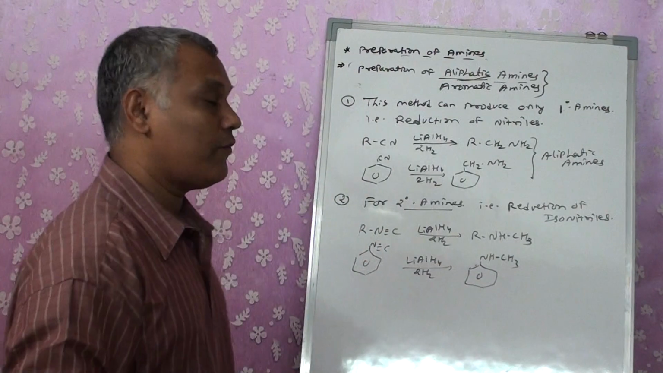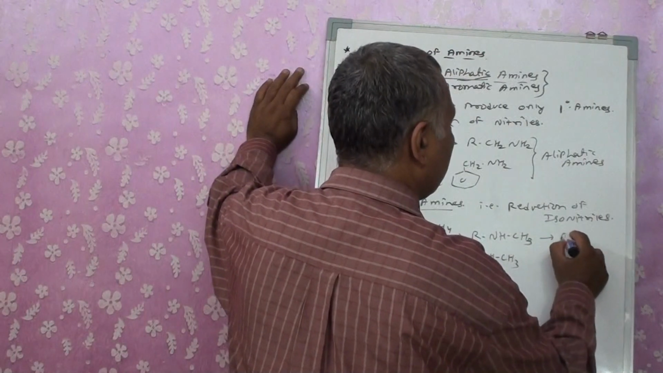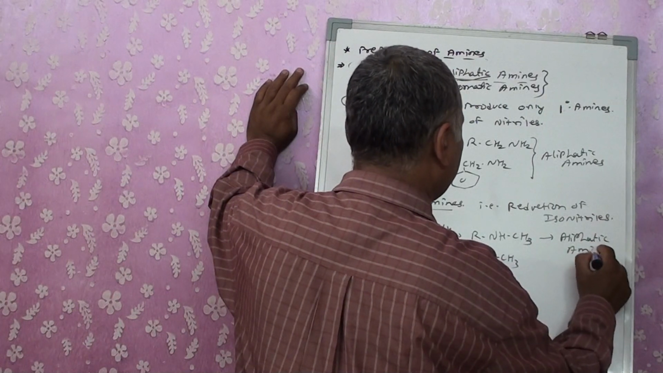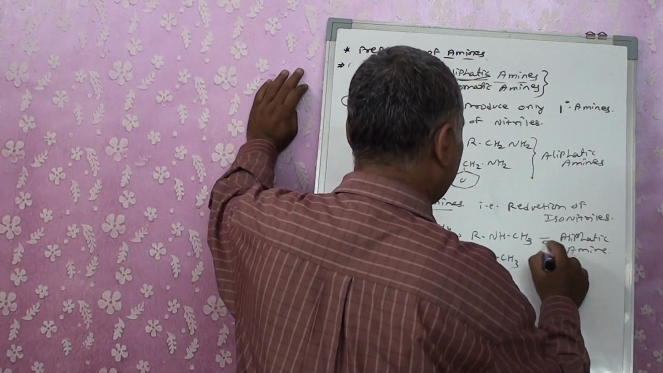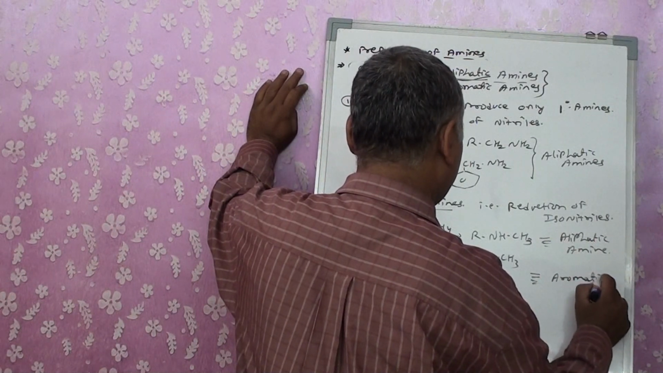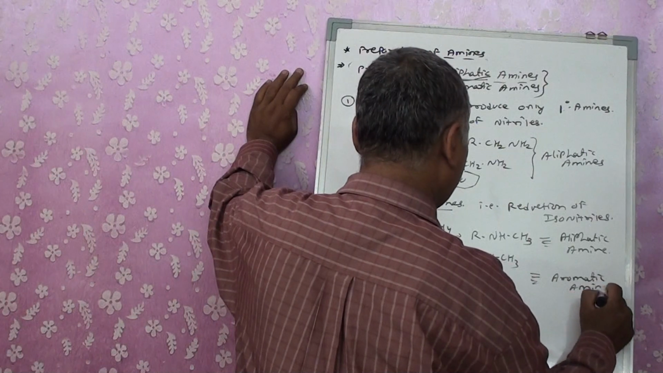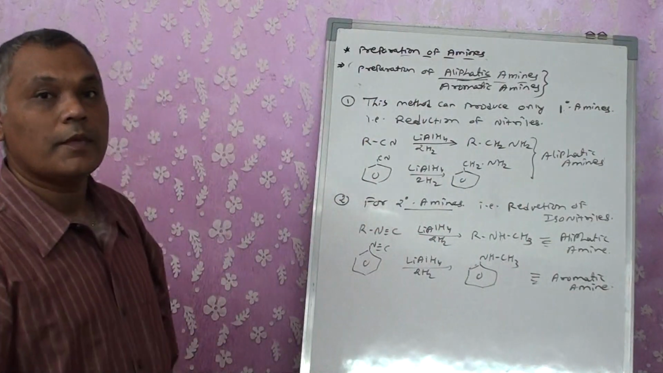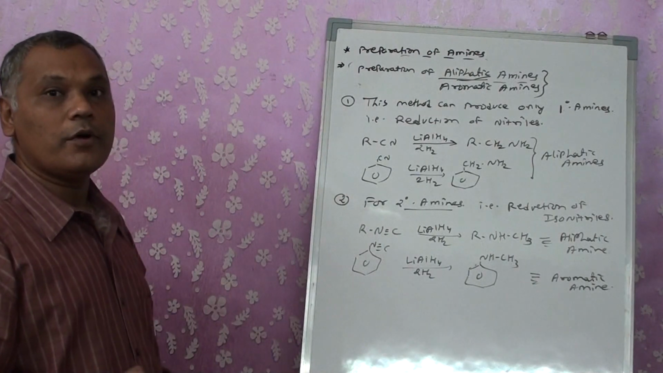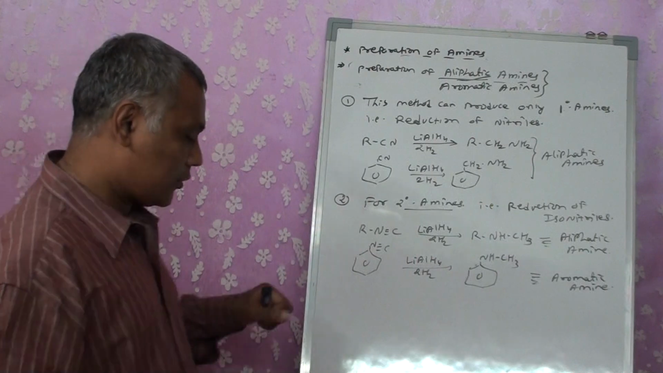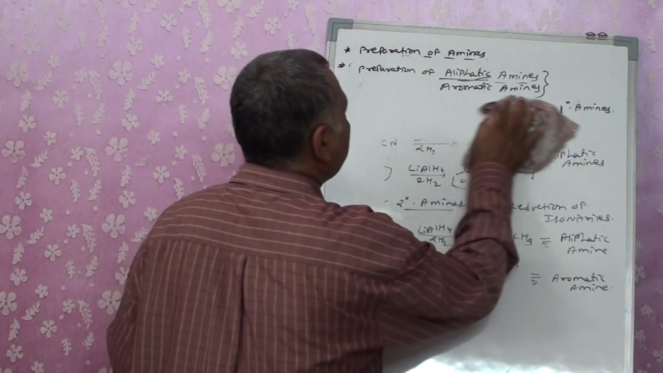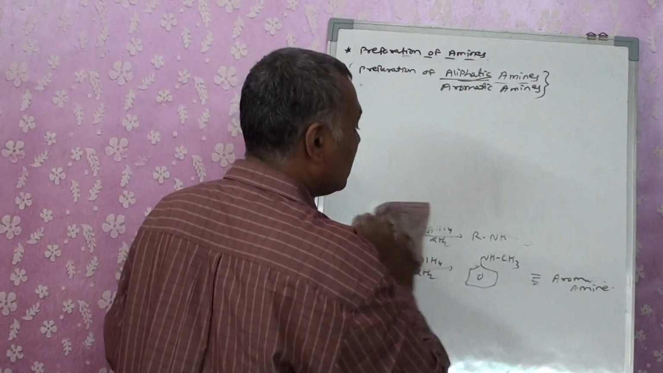This time what happens? This is an aliphatic amine. This one will become an aromatic amine. Right? So both of them are giving the reaction in the form of reduction. So that is the reduction with nitriles. Right? Okay. Next one. From the amides.